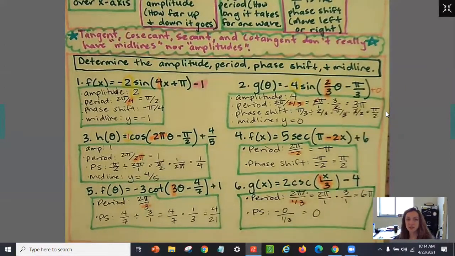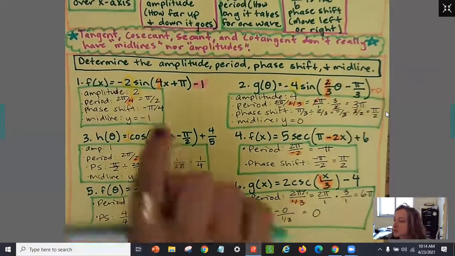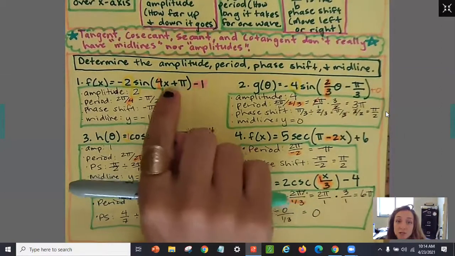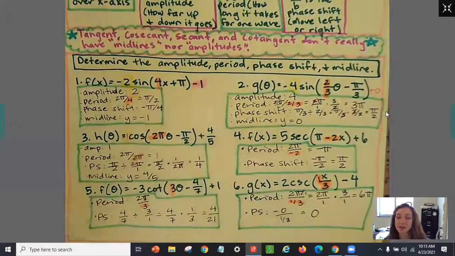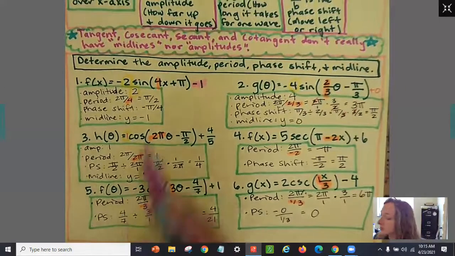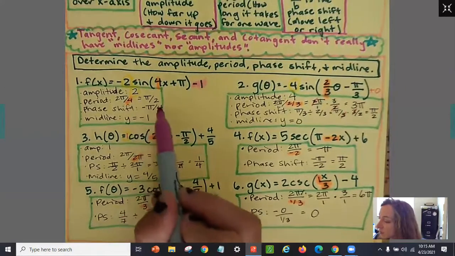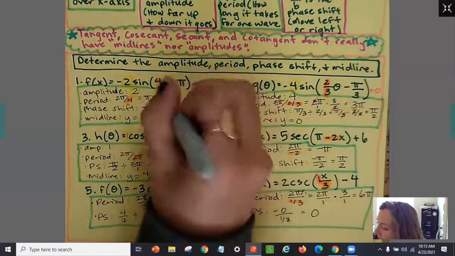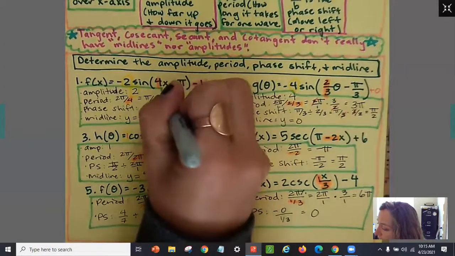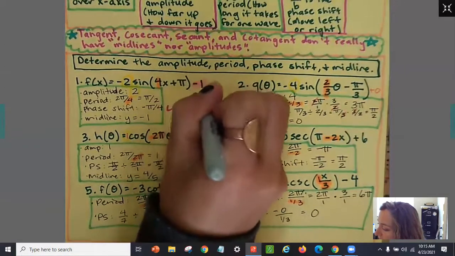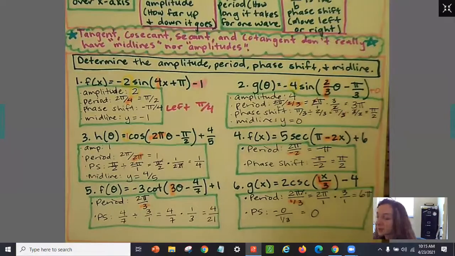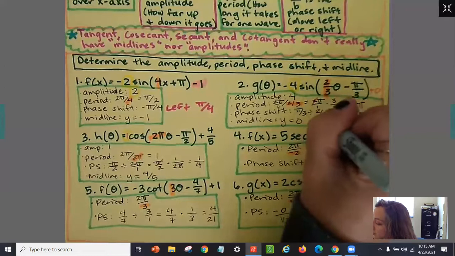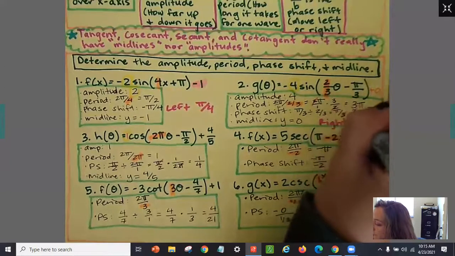Okay, with the phase shifts, since this says positive, that means they're going to move left. And you can see the phase shift is negative. Whenever you're looking at the phase shift, it literally is left and right. So if it's negative pi over 4, this means you're going to go left pi over 4. All right, same thing here. The phase shift is positive pi over 2, so this is right pi over 2.